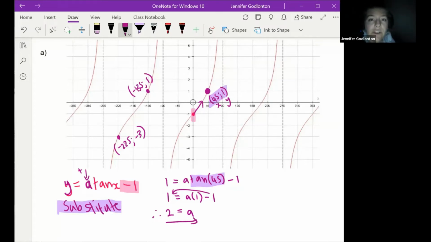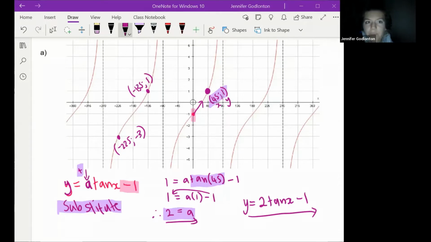Then we just do a double check. We said, okay, we knew our a needed to be positive. Our a is positive. Great. So that means that our equation is going to be y is equal to 2 tan x minus 1. And that's my full answer. So I have found a, I have found q, and we're all happy.